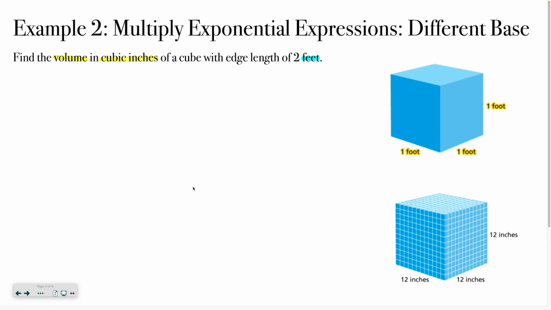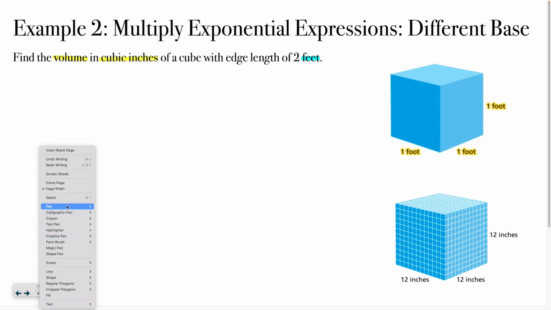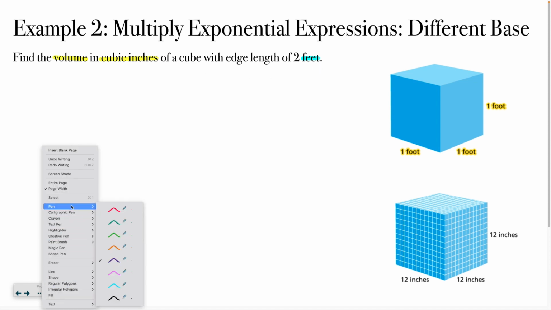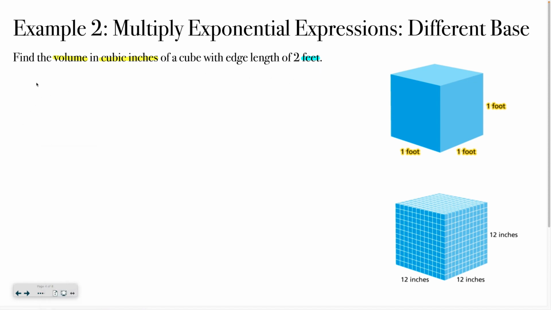Okay, so that tells me that I'm going to have to do a little bit of a conversion somewhere. So what I'm going to do is start with, what would the volume be of a cube with the length 2 feet? So volume, remember, is the side cubed. Okay, so the volume is going to be 2 cubed.